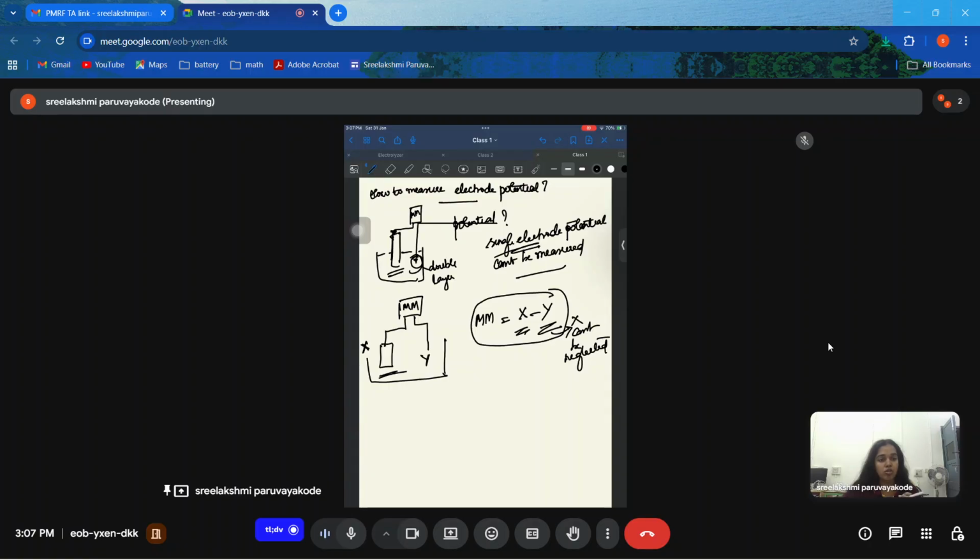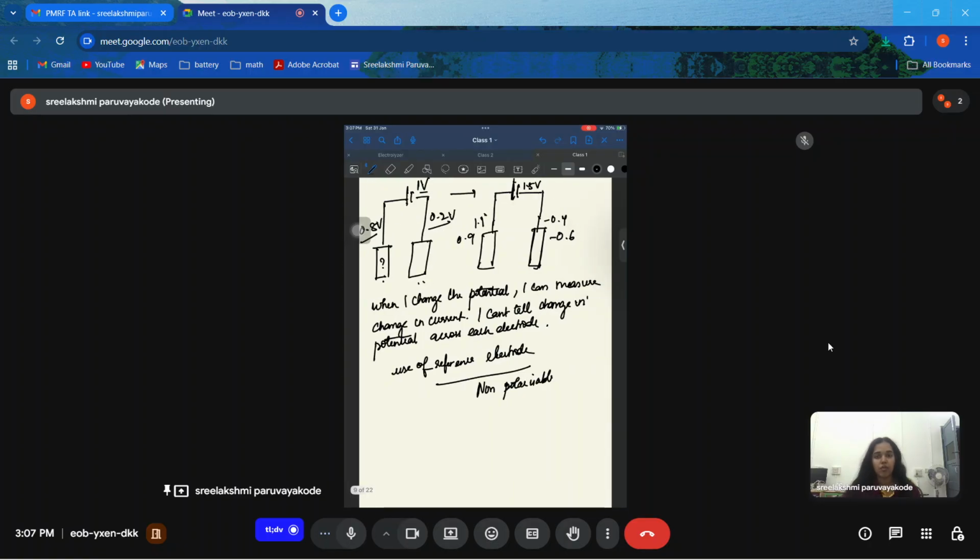That probe also develops a potential or charge separation in the electrolyte. So we cannot measure the potential of the electrode alone; it is always measured with respect to something. In this case it becomes x minus y. Now we want to measure the potential of our working electrode, the electrode of our choice.